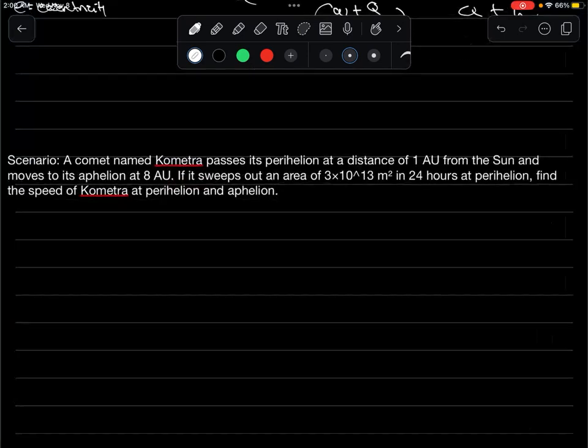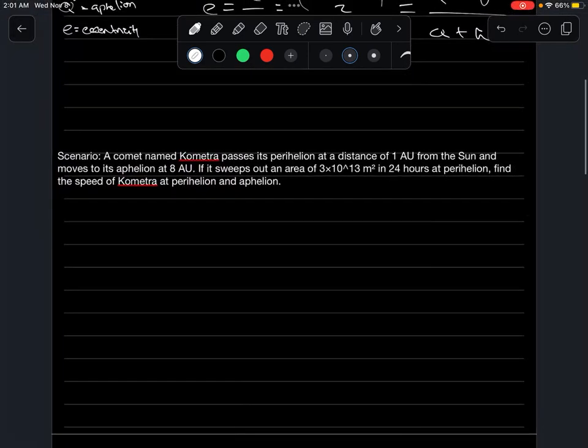So let's take a look at another scenario. A comet named Cometra passes its perihelion at a distance of 1 AU from the sun and moves to its aphelion at 8 AU. If it sweeps out an area of 3 times 10 to the 13th meters squared in 24 hours at perihelion, find the speed of Cometra at perihelion and aphelion. Okay, so let's take a look.